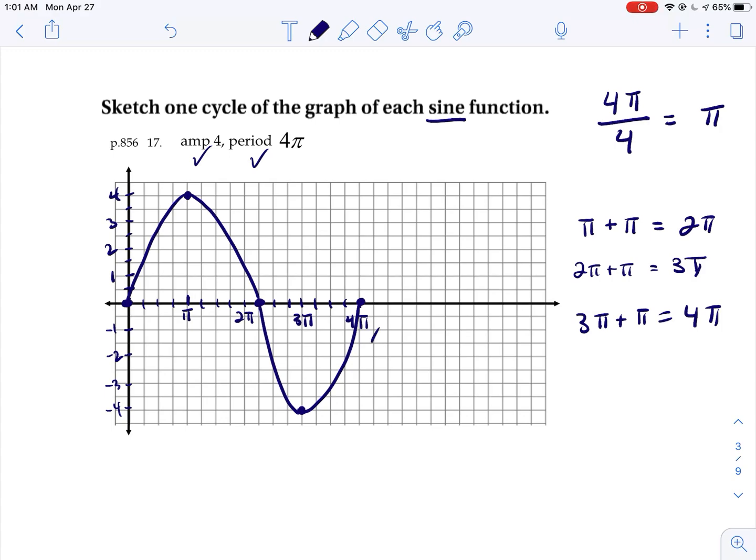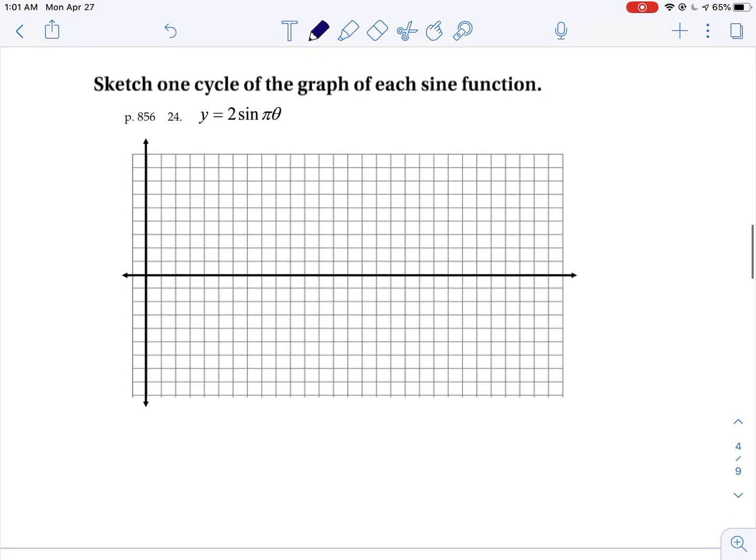does it have the correct amplitude? Yes. Does it have the correct period, 1 full cycle? Yes. So we're good. Okay, so let's try another one.